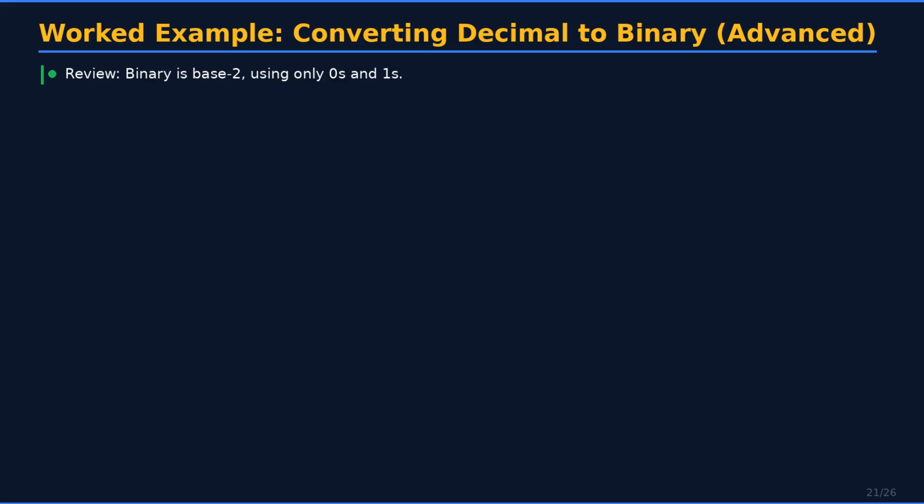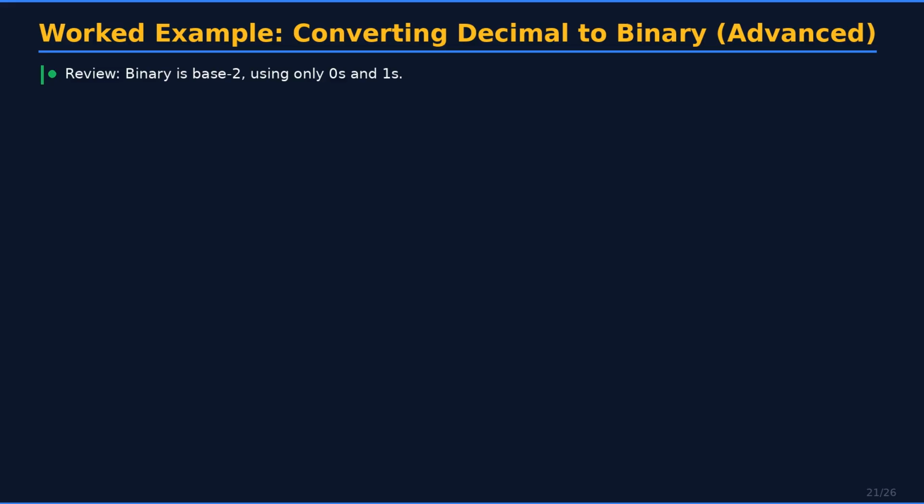In our familiar decimal system, we use powers of 10: the ones place, 10 to the power of 0, the tens place, 10 to the power of 1, the hundreds place, 10 squared, and so on. Binary does the exact same thing, but instead of powers of 10, we use powers of 2. This is the secret sauce of binary math.